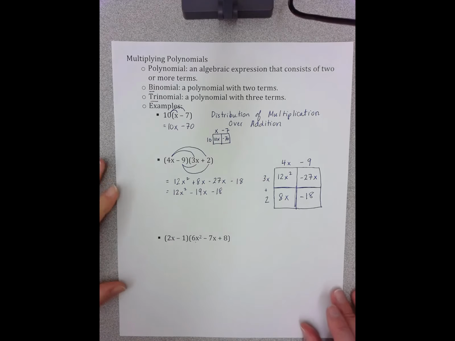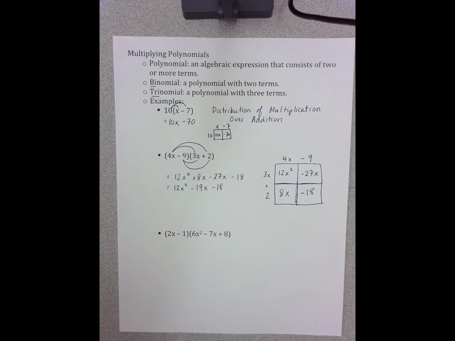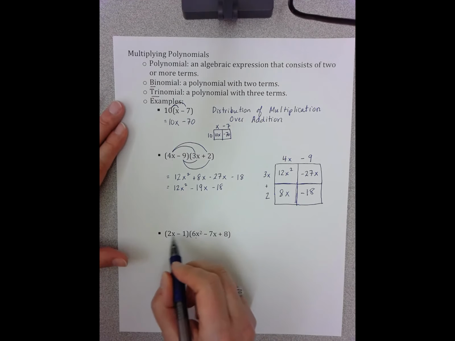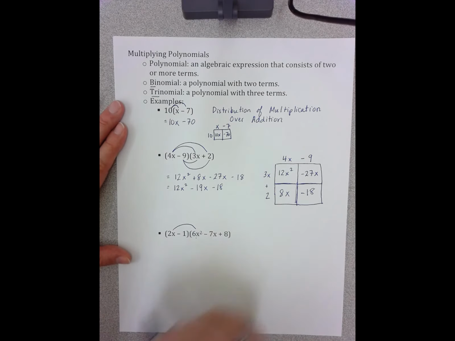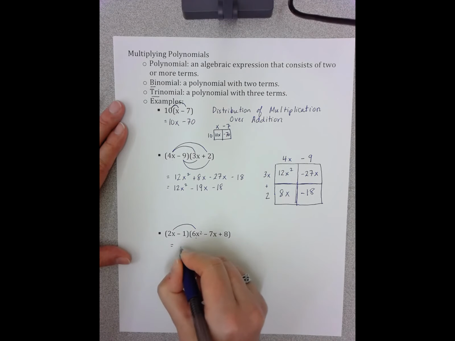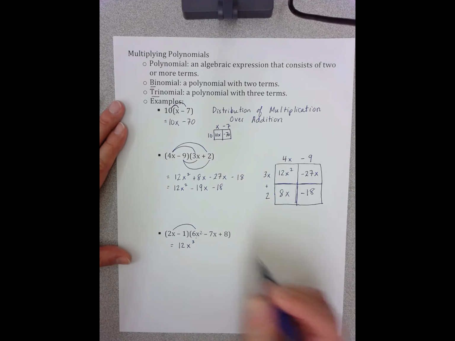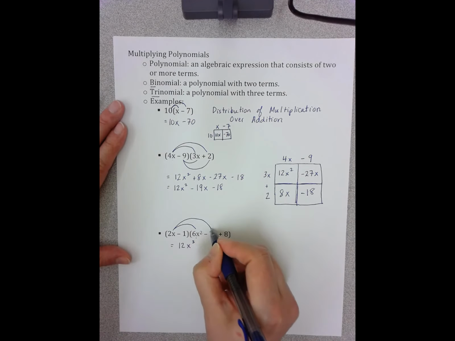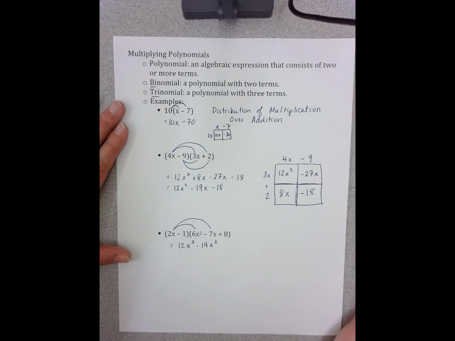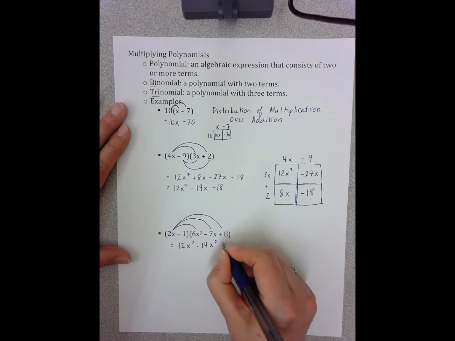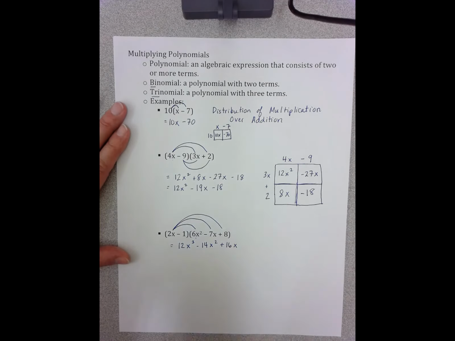In my last example, getting a little more complicated, I am going to have us multiply a binomial with a trinomial. The process here is no different. I simply have to have the two terms in the binomial distribute to all three in the trinomial. So 2x times 6x squared, which is 12x cubed, 2x times negative 7x, which is minus 14x squared, and 2x times positive 8, which is plus 16x.